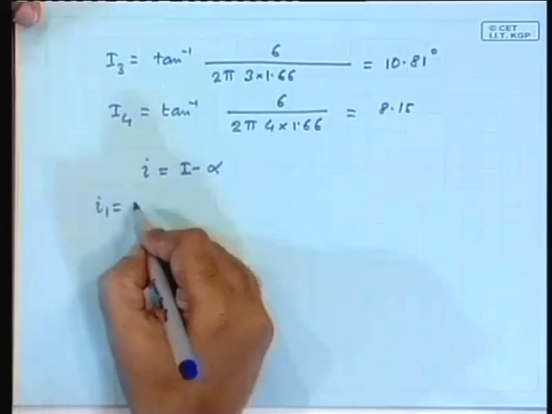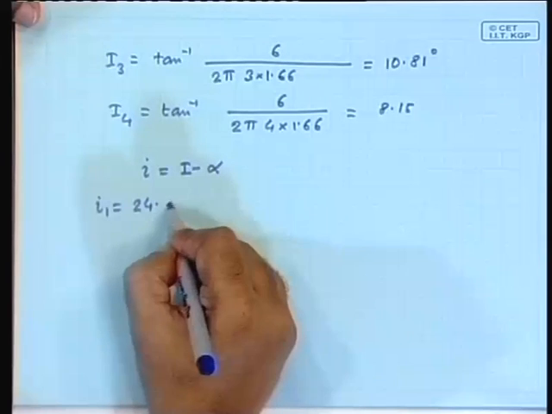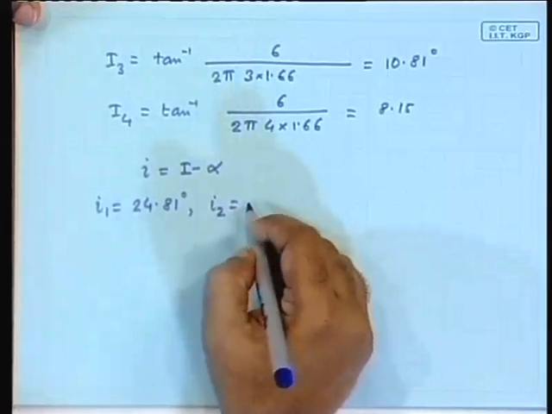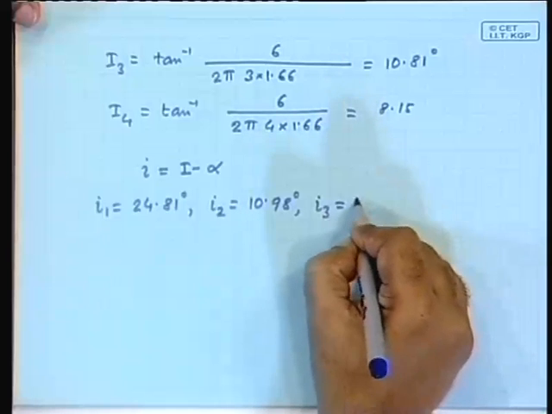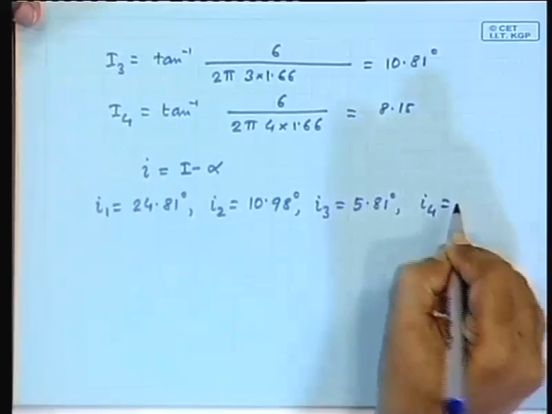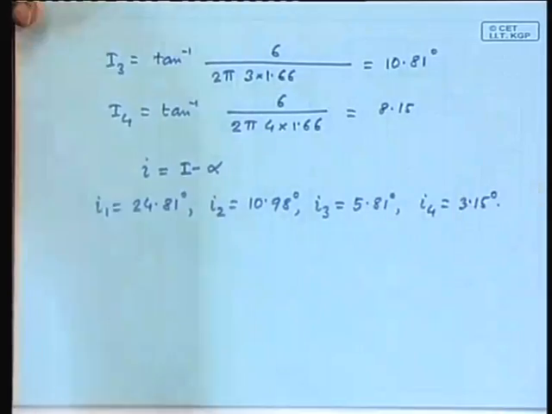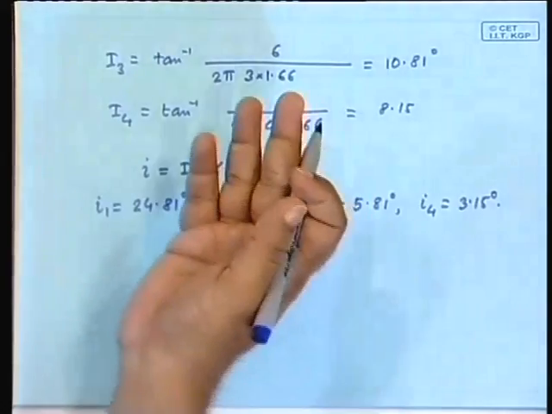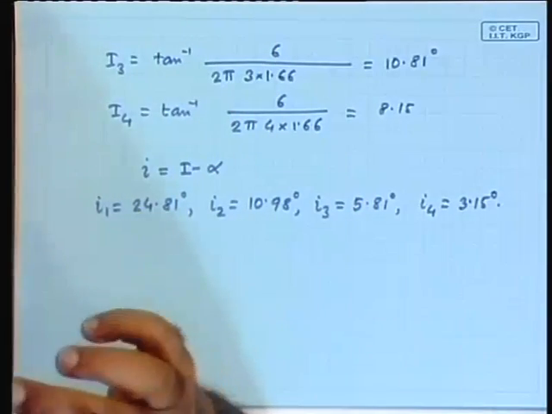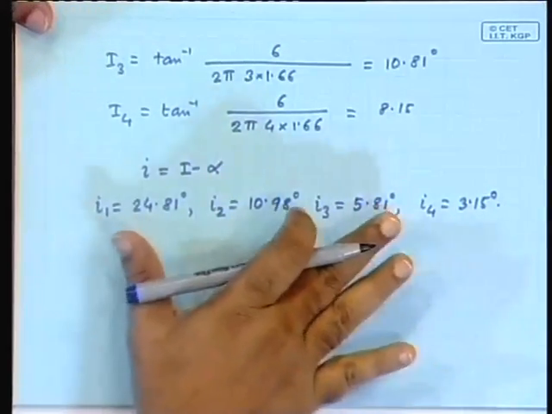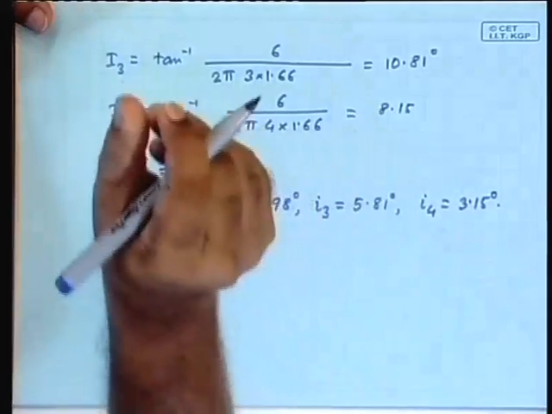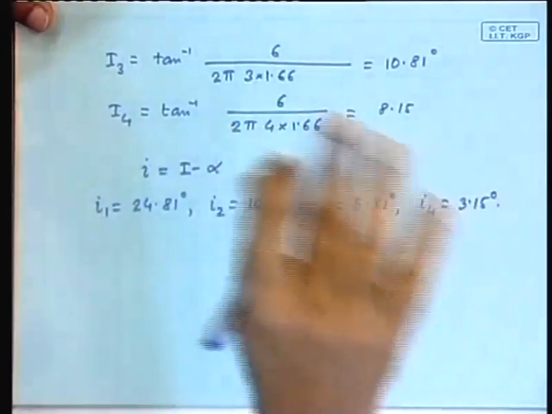If you subtract, you will get i1 as 24.81 degrees, i2 is 10.98 degrees, i3 is 5.81 degrees, and i4 is 3.15 degrees. Yes. Now, we will have to refer to the airfoil data that is available. This exercise I have already done. These data are available in the form of i's, and in another column there would be CL, and in another column CD. For each value of i, you can read off, and if your i is not exactly there, you have to interpolate, that is all.